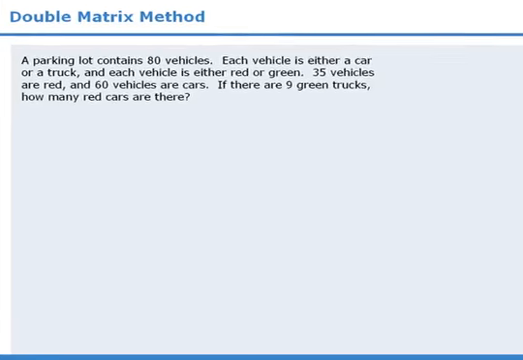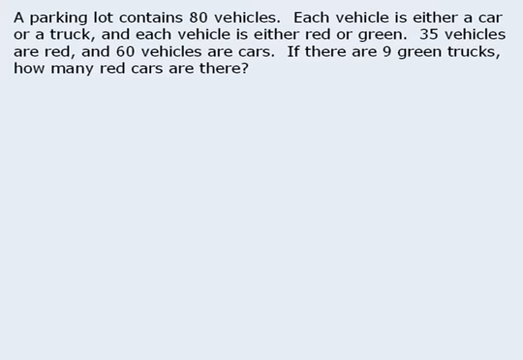In this video, we will examine a technique often referred to as the double matrix method. This technique can be used to solve questions involving populations where each member of the population has two features associated with it. Now in this question, we have a population of vehicles, and each vehicle has exactly two features. The two features are the vehicle's color, red or green, and the vehicle's type, car or truck.